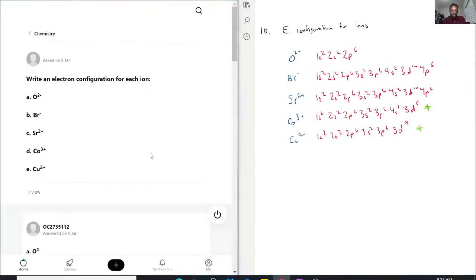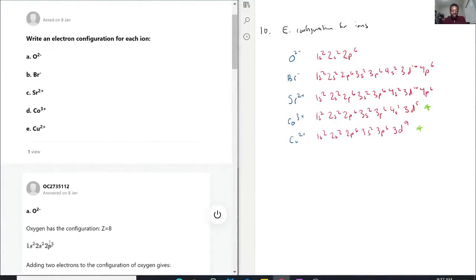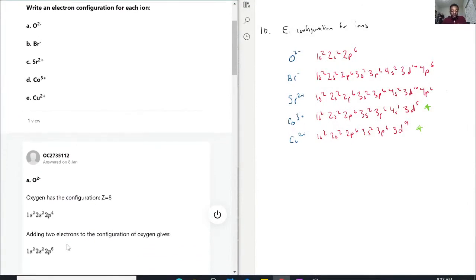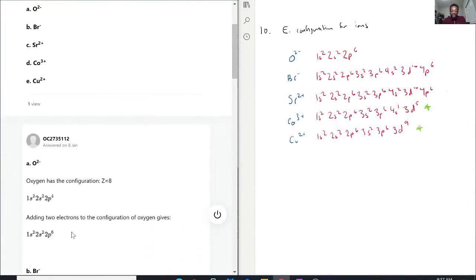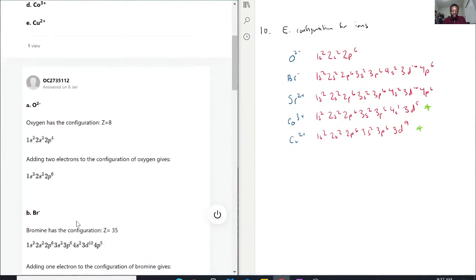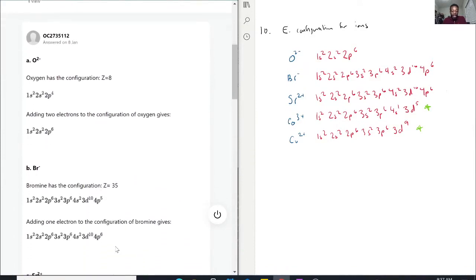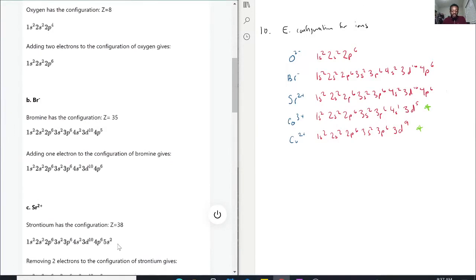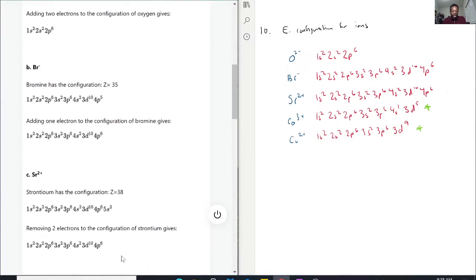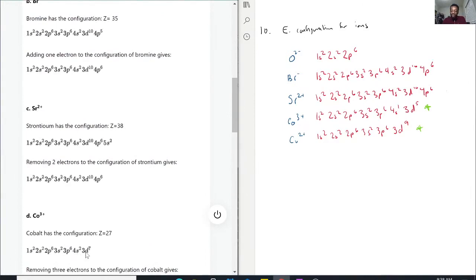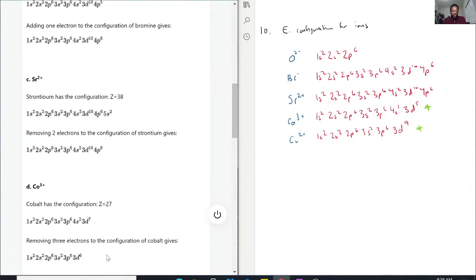So let's go over to here, see what our colleague did. Oxygen 2-, so then they added 2 more and it becomes like neon, so 1s2 2s2 2p6, perfect. Bromine, same thing, now 4p6 is the end. Strontium gets rid of the 5s2, 4p6 is also the end. Cobalt, on the other hand, yep, 4s2 3d7. Let's see what we get. We get 3p6 3d6. So what they did here was they just got rid of the outer shell completely. It does make sense as well.